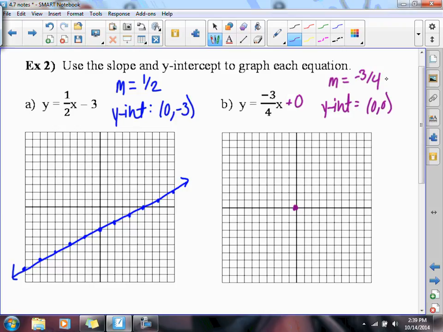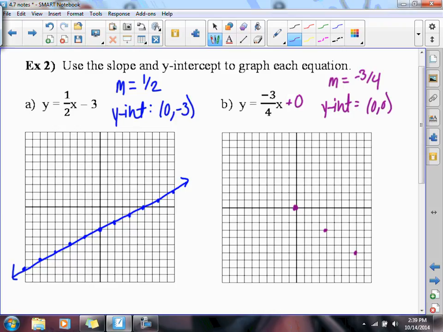But I'm still going to go to the right. So I'm going to go down 3 and then to the right 4 and put a point. Down 3 more and to the right 4. Okay, and that's enough points to make your line.